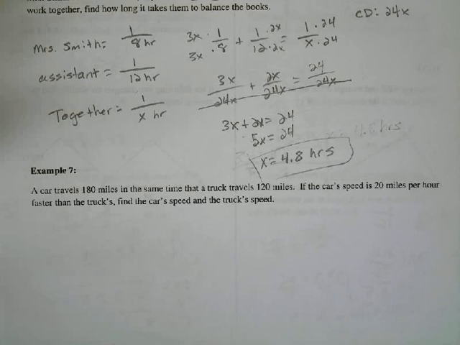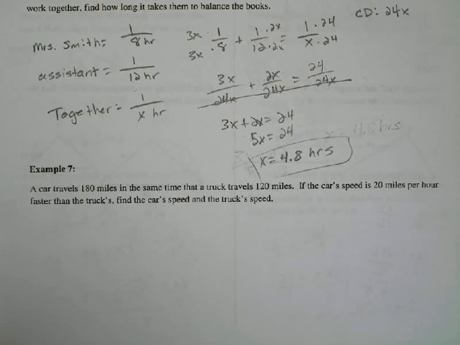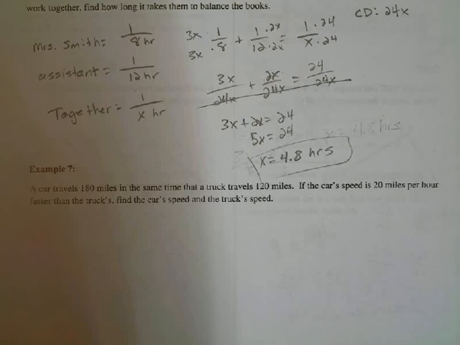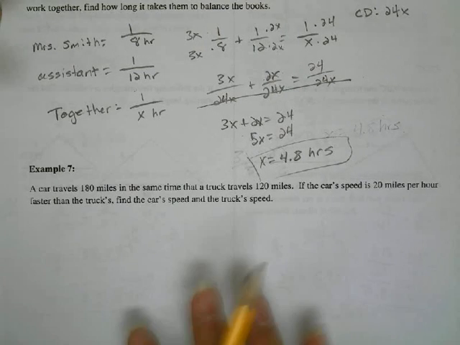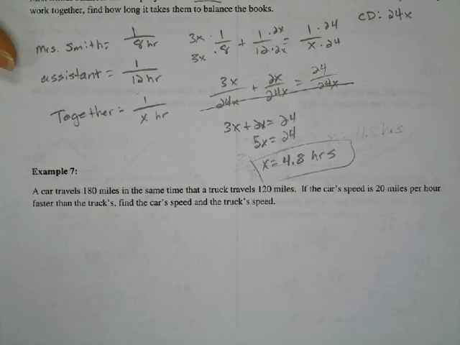Okay, so now we've got another type of problem. A car travels 180 miles in the same time that a truck travels 120 miles. If the car speed is 20 miles per hour faster than the truck's, find the car speed and the truck speed. Okay, find the car speed and the truck speed. So this is going to be a lot like the triangles that we set up. Okay, it is going to be a proportion.